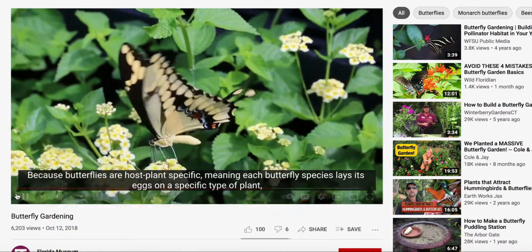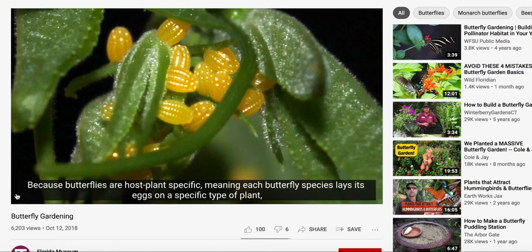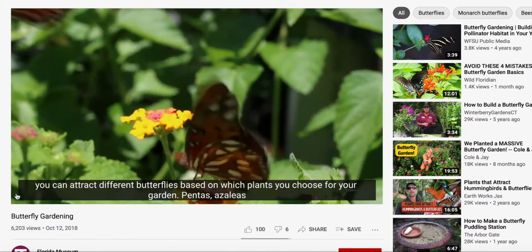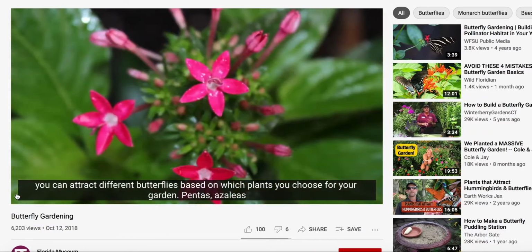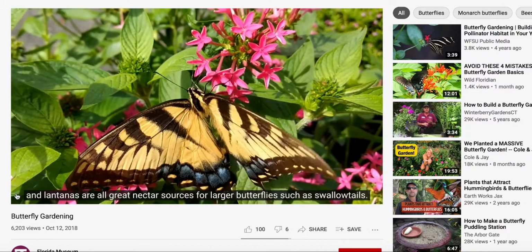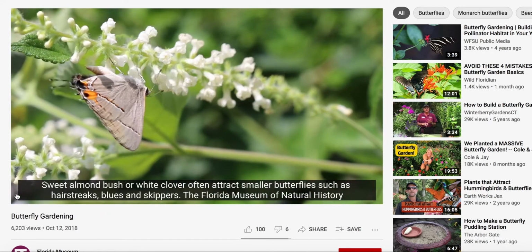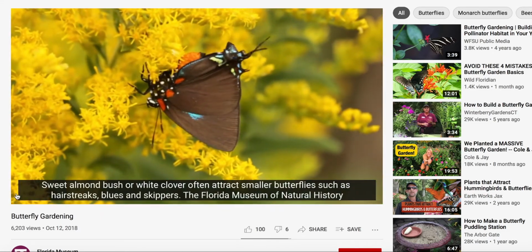Because butterflies are host plant specific, meaning each butterfly species lays its eggs on a specific type of plant, you can attract different butterflies based on which plants you choose for your garden. Pentas, azaleas, and lantanas are all great nectar sources for larger butterflies such as swallowtails. Sweet almond bush or white clover often attract smaller butterflies such as hairstreaks, blues, and skippers.